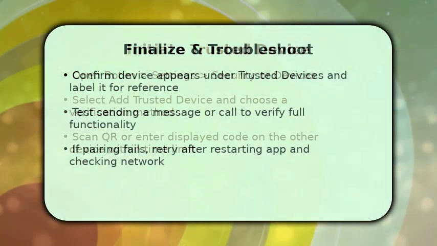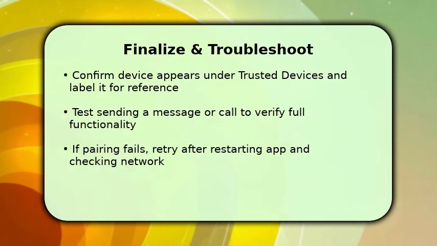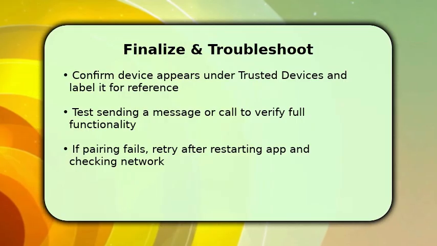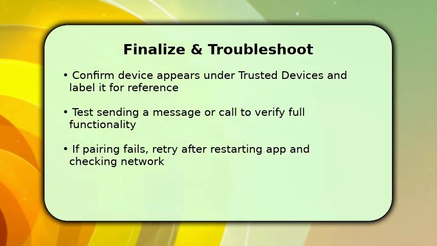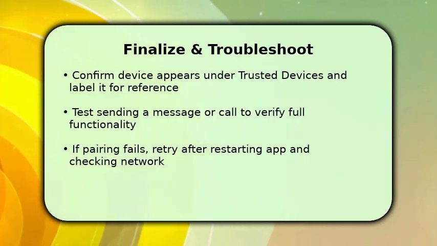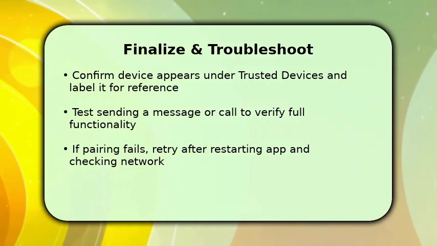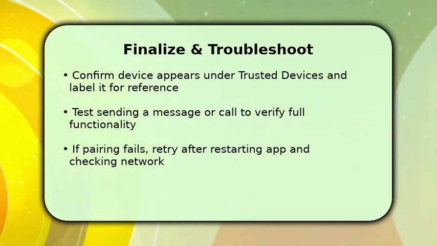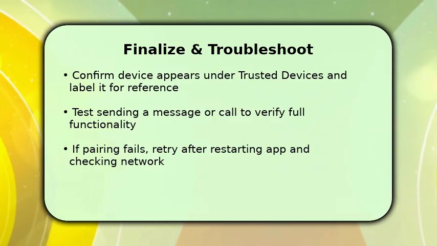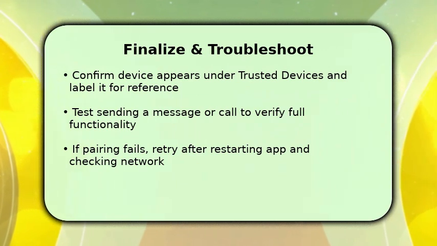You finish by validating the new trusted device and resolving common failures. Confirm the device shows under Trusted Devices and optionally rename it so you recognize it later. This helps manage access. Then test functionality by sending a message or placing a call to ensure sync and permissions work. If pairing fails, restart the app on both devices and verify network connectivity, then retry the verification step. Often a reboot or fresh network fixes timeouts and permission prompts that blocked the initial attempt.